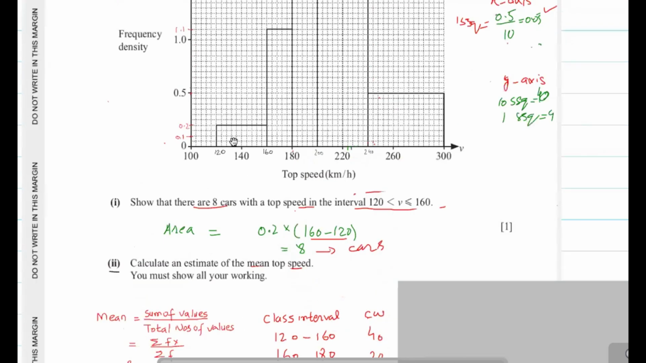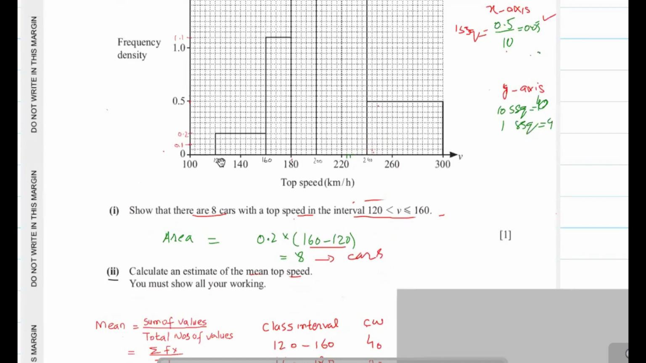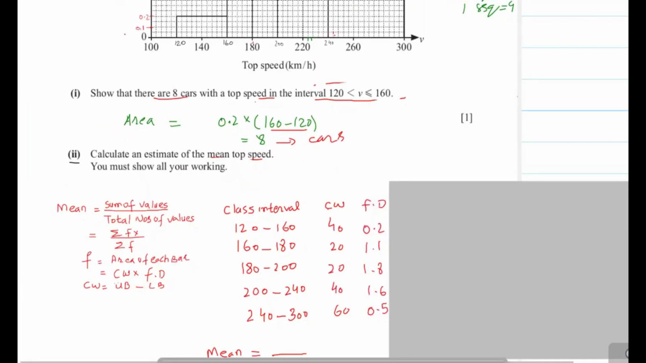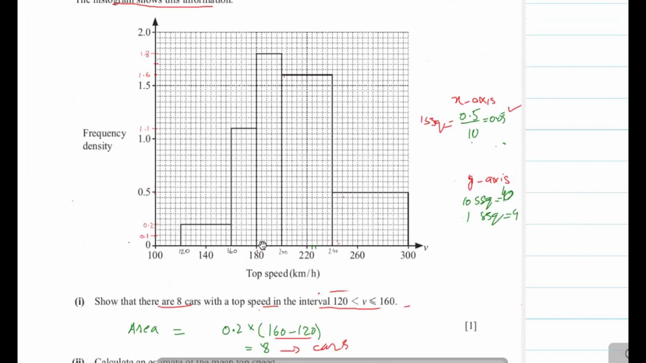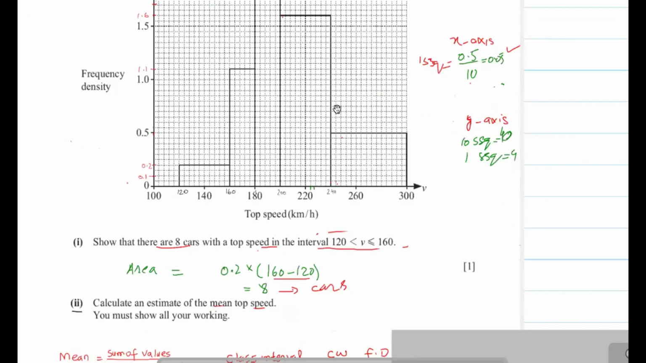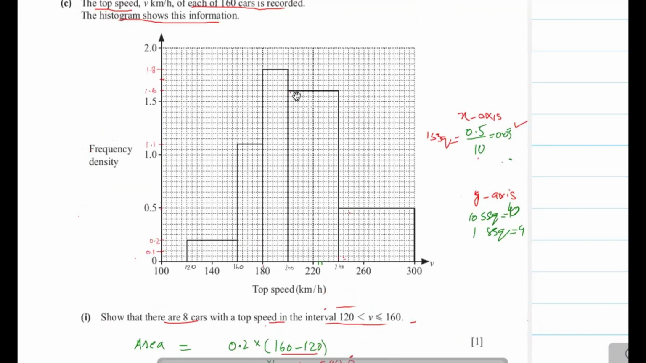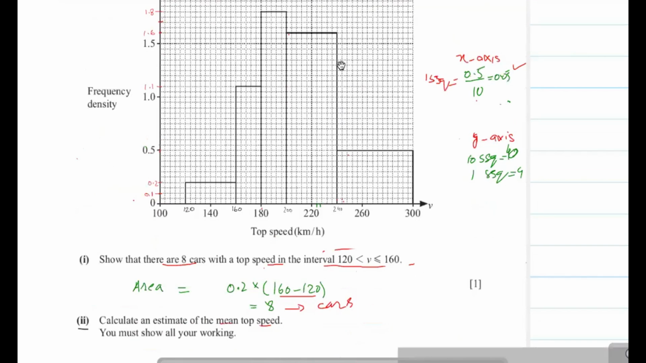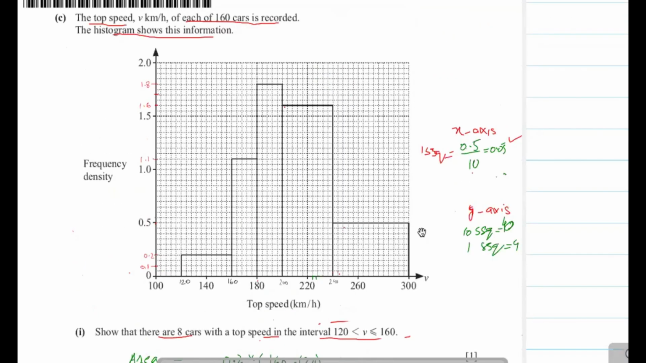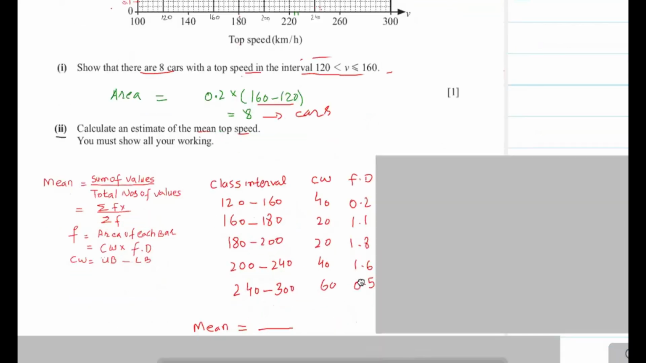The frequency density here is the height of the bar. Look here, the first bar height is 0.2, next bar height is 1.1. We write here 0.2 and 1.1. Next, this is the third bar, this height is 1.8, and we will write 1.8 here. The fourth bar height, look here, this is the fourth bar height and this is 1.6. We will write 1.6, and the last bar, this height is equal to, look here, 0.5. We write here 0.5.